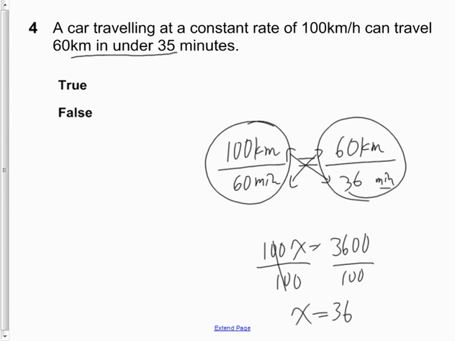And the question says it can travel 60 kilometers in under 35 minutes, which is false because it's going to take 36 minutes to do it. Okay? So your answer for that one is false. And there are other ways to do it. I just find using proportional reasoning to be the easiest to understand. It's easiest to set up, and once you get good at it, you can use it for a lot of different applications.